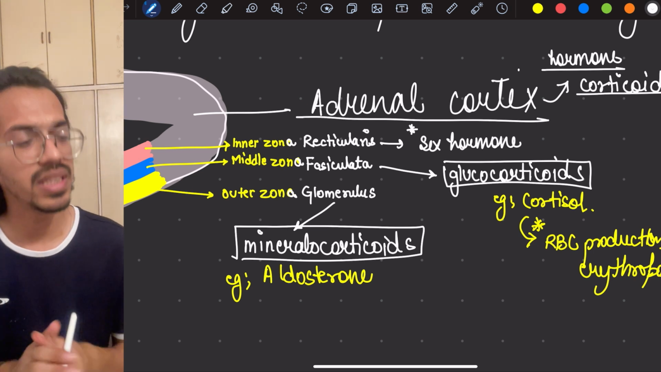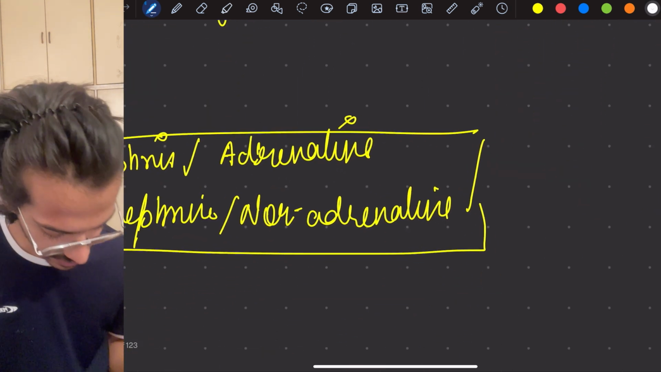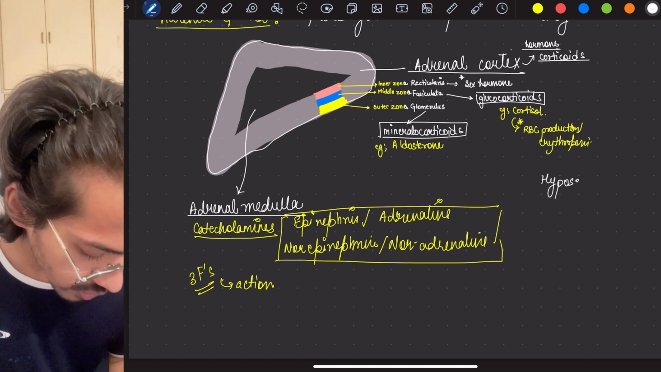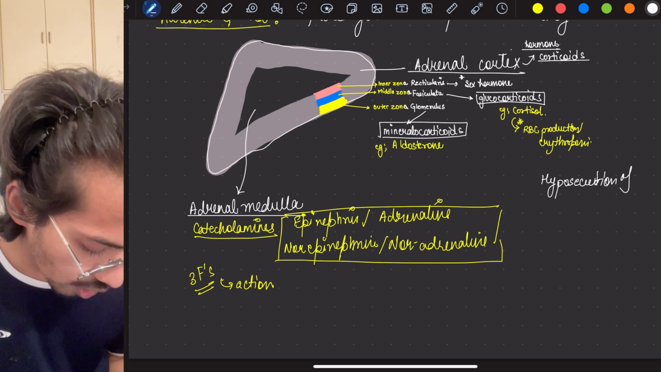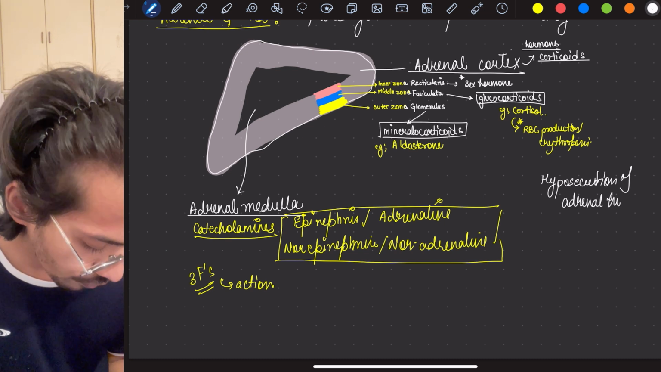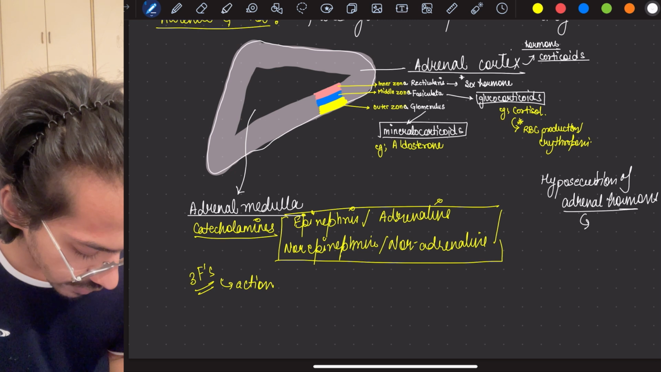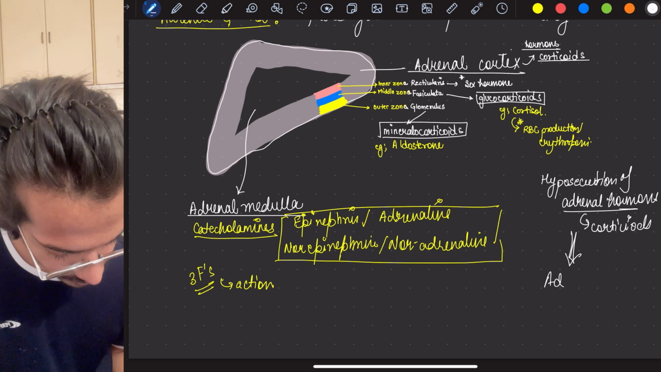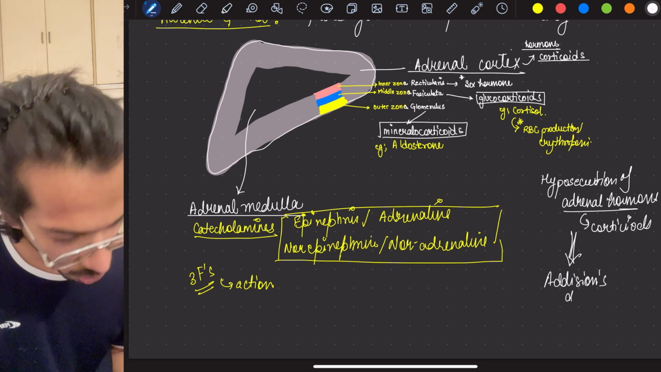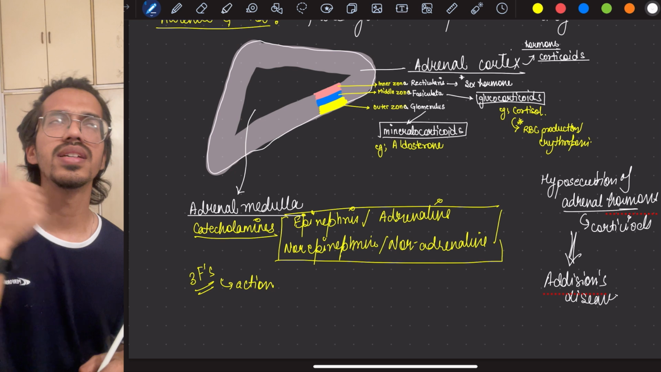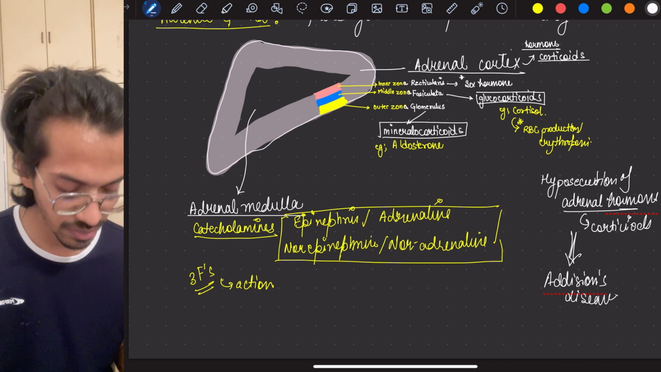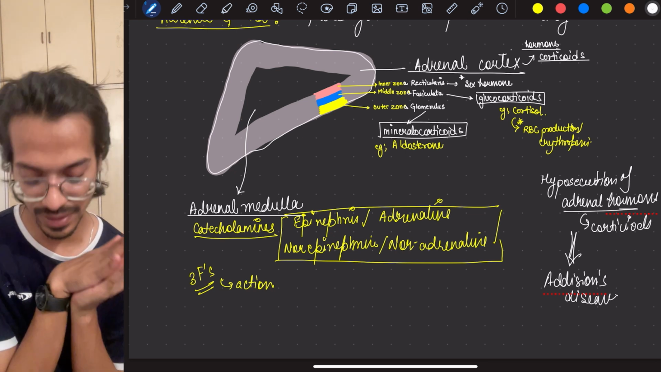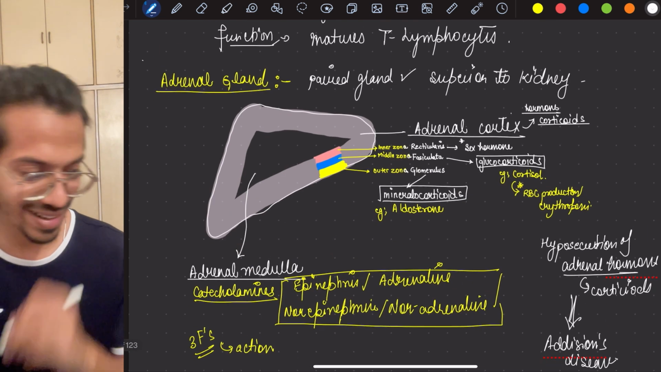Now one disease has been given to you in the syllabus, that is Addison disease. That is due to the hyposecretion of adrenal hormones. Which adrenal hormones? Corticoids. Leads to what? Leads to Addison disease. What happens in Addison disease? Acute weakness, fatigue, carbohydrate metabolism change, all of this will happen. This is all about the adrenal gland. Okay, very important, adrenal gland out of all.